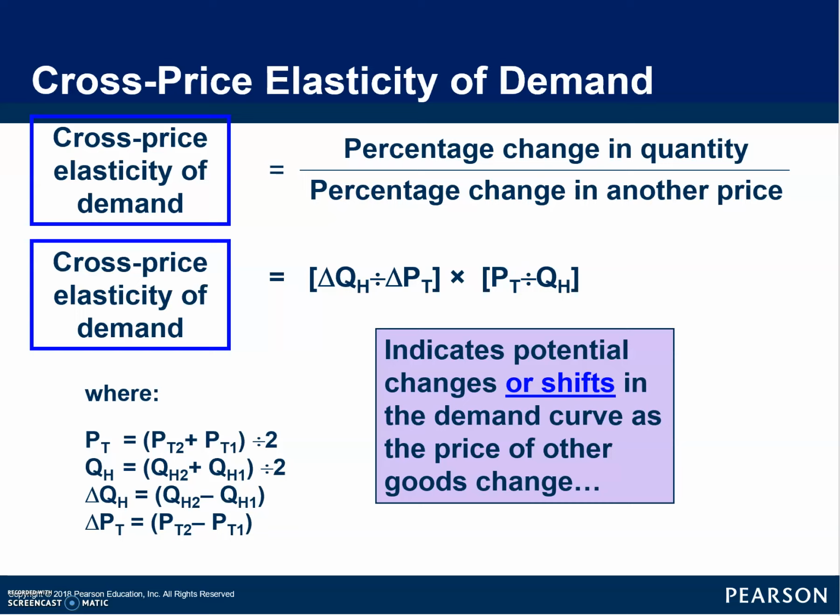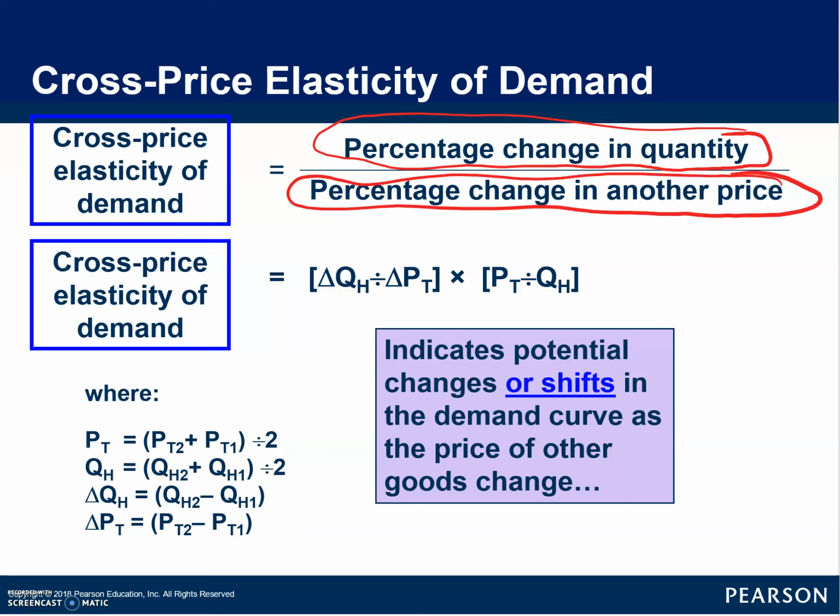So we're still looking at the percent change in quantity, trying to find out what's going to happen with that. But what we're going to compare it to is the change in price of a different product. So we know that some products are complements of one another. If you purchase hot dogs, most likely you're going to purchase hot dog buns. So those two complement one another. They are usually purchased together.